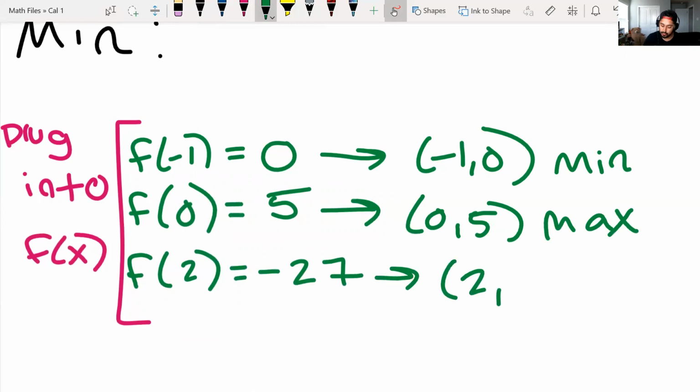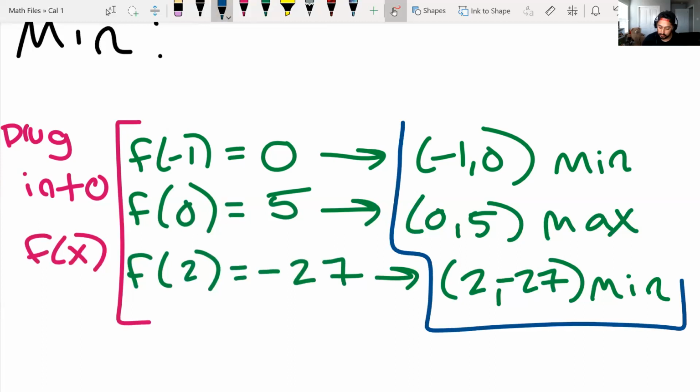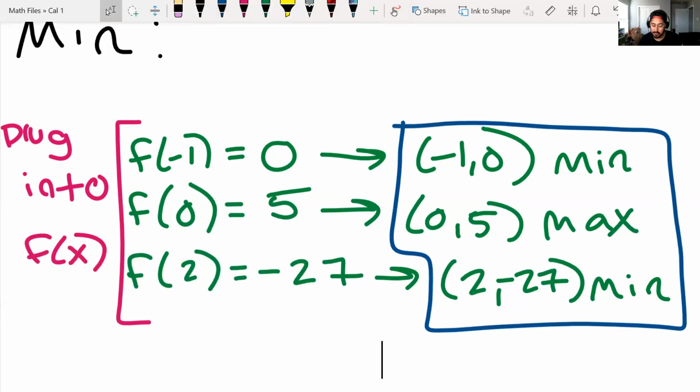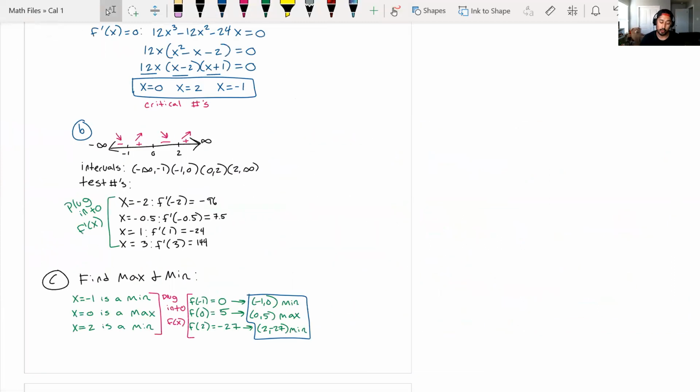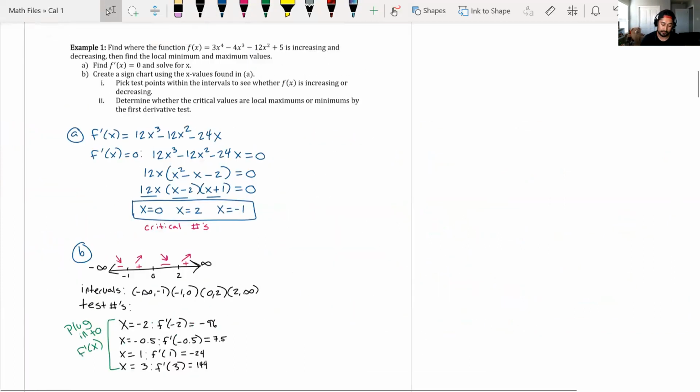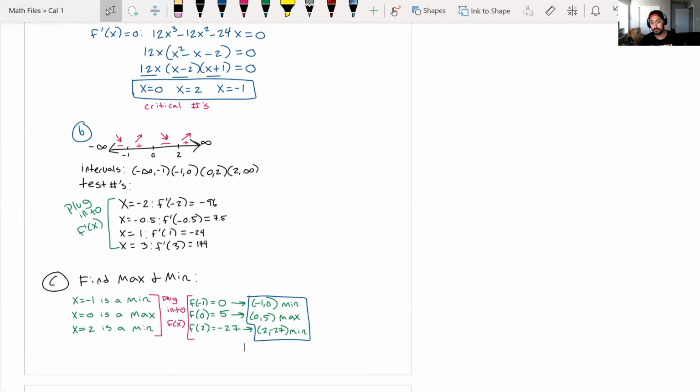And 2, -27 is my other minimum. And this is what we are looking for. That is the exact location of the maximums and minimums of the original function. Whew, huh? Crazy. But crazy easy. Just tedious, I guess.